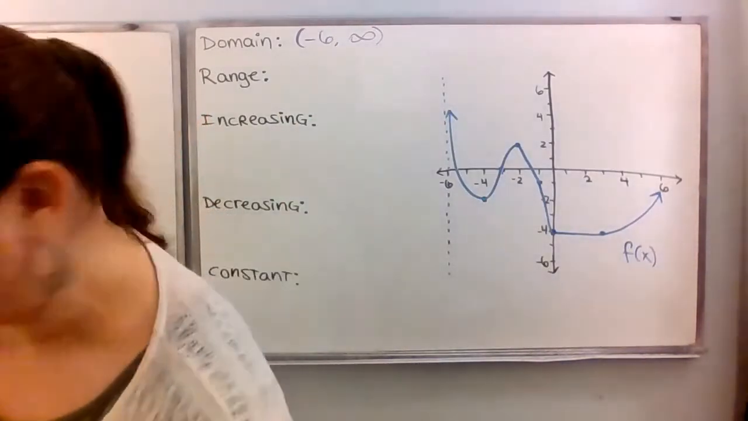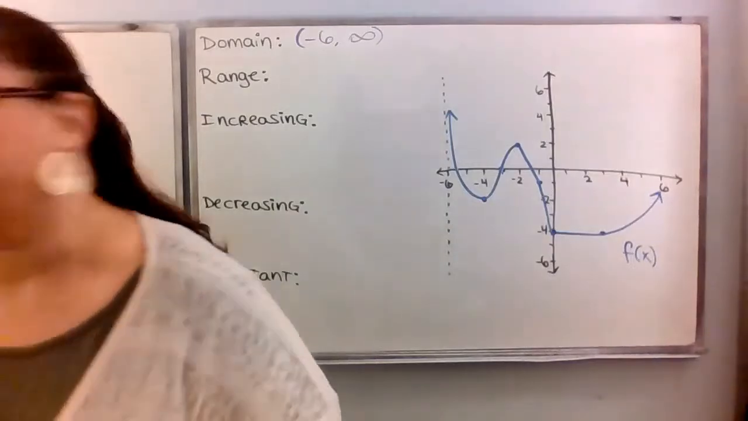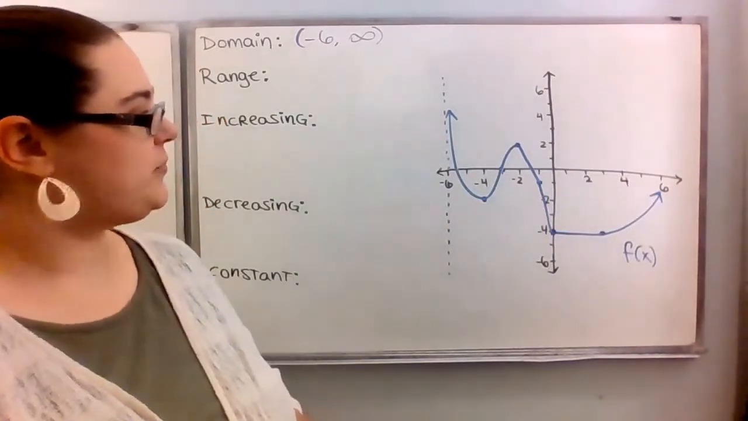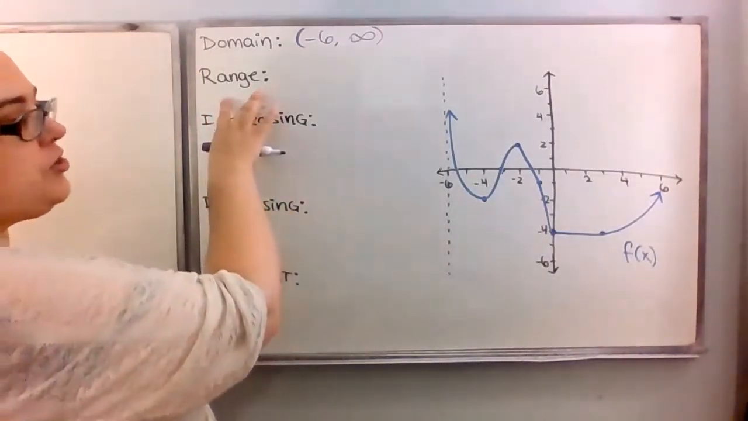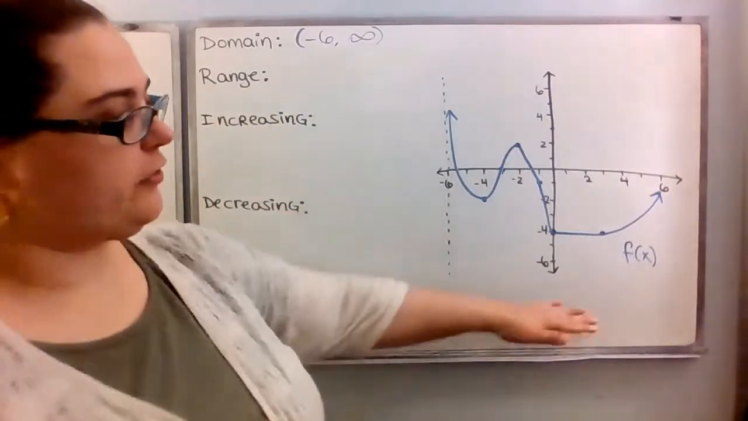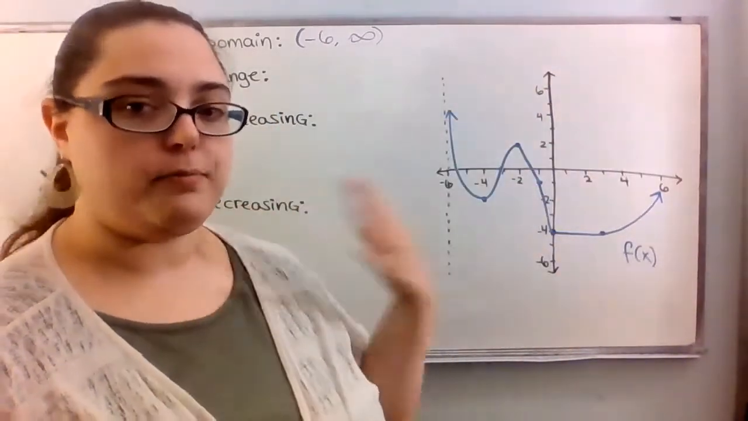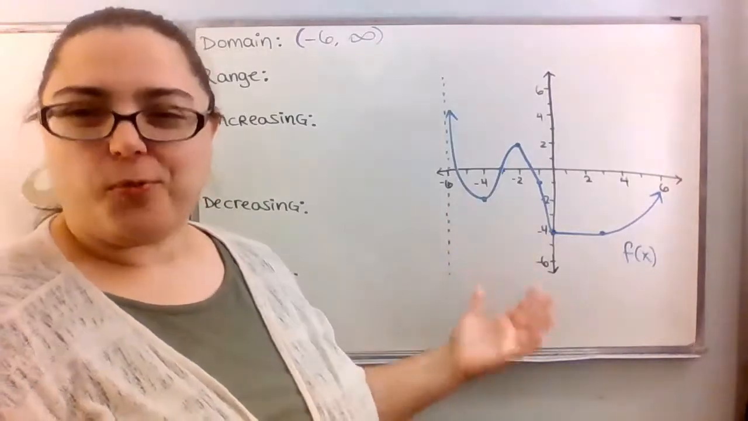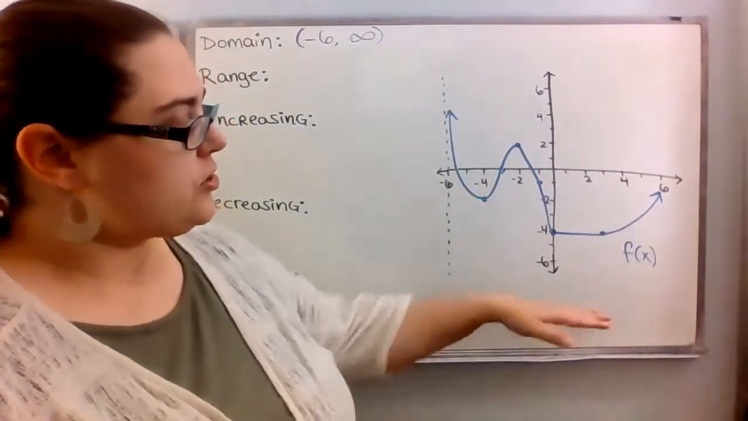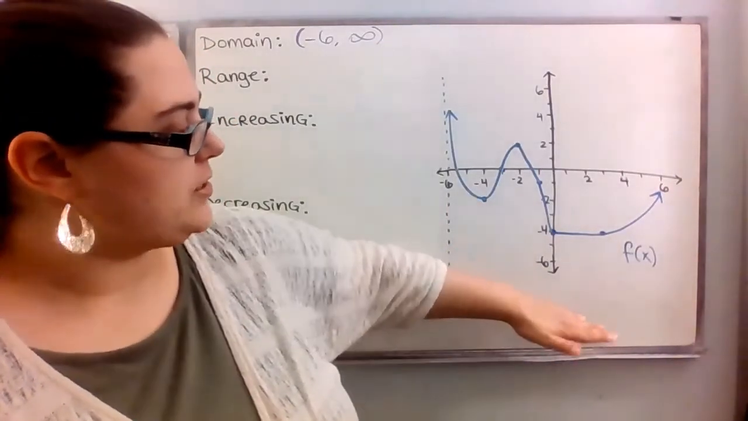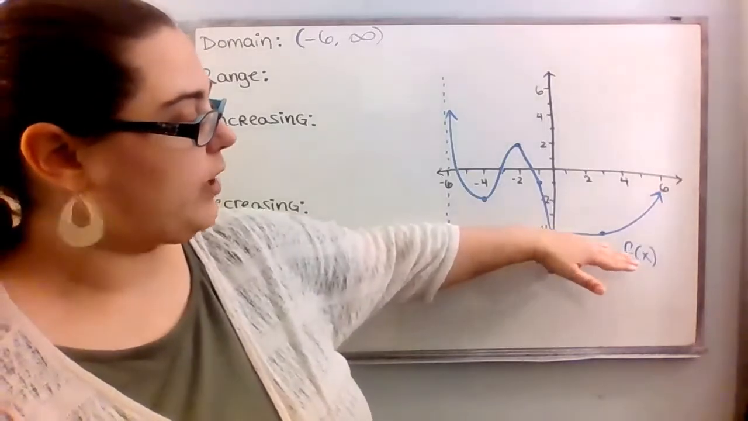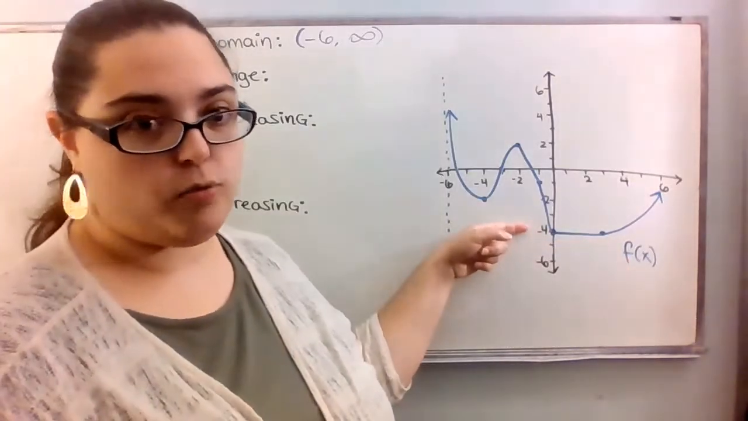All right, I don't like how that marker is writing, so let's try another marker, see if this one writes better. For the range, remember I'm a giant metal sheet going from bottom to top. So now we're looking at the permissible y values. So this function is kind of interesting because it does have a floor, right? It never goes below -4.